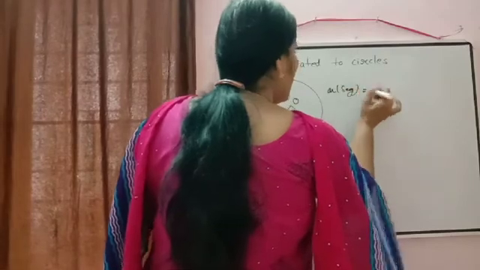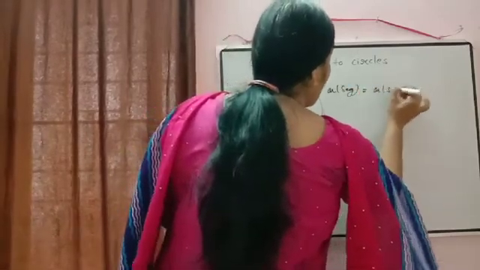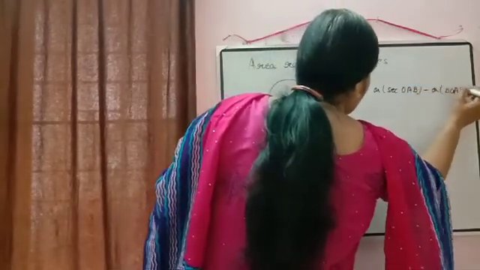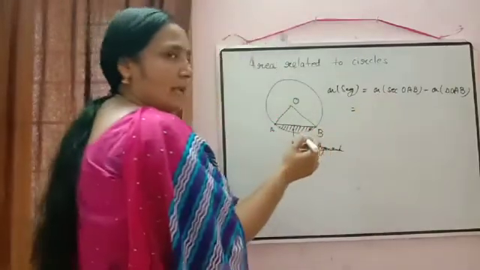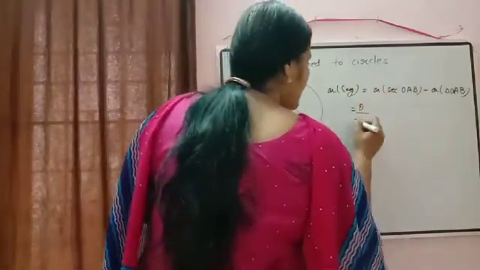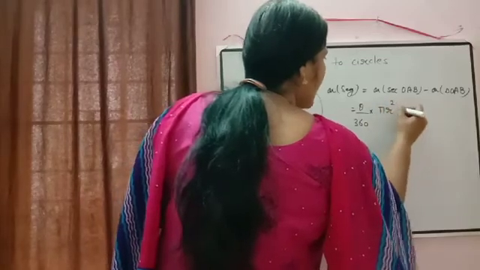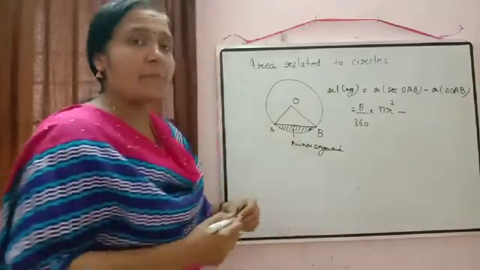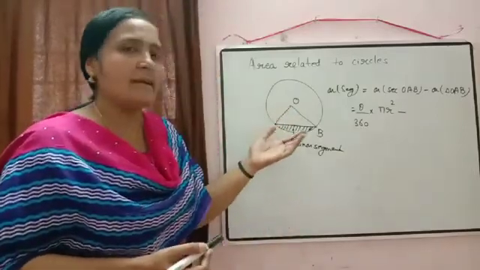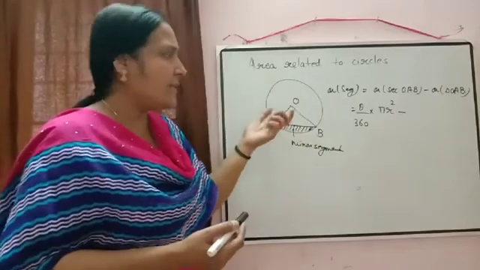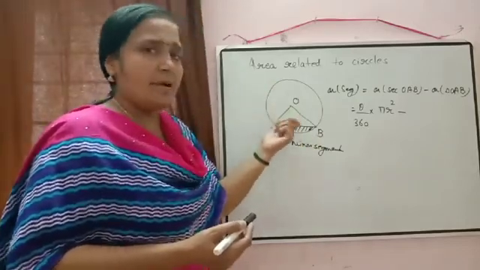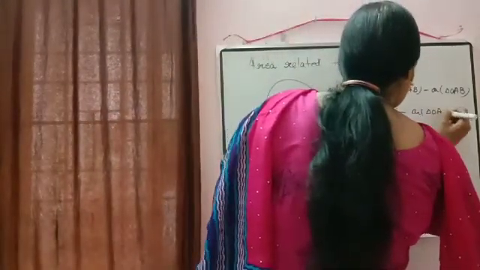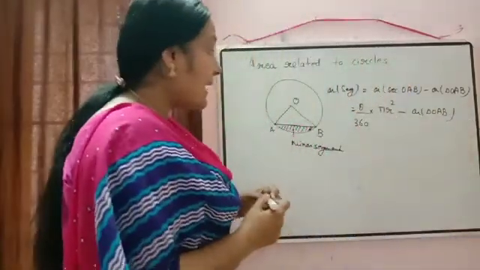Area of segment will be equal to area of sector OAB minus area of triangle OAB. Area of sector OAB, we know the formula, that is theta by 360 into pi r square, minus area of triangle AOB. That will depend on the type of the triangle, whether it is an equilateral triangle, right triangle, or isosceles triangle. So we write down area of triangle OAB. This is the formula for the area of the minor segment.